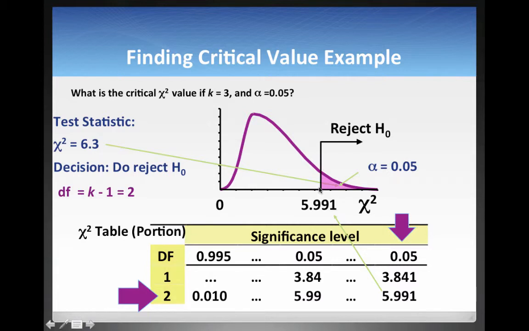So this is our line in the sand. If a chi-square value is larger than 5.991, we would assume that it's a really unlikely event, right? There's only 5% of the values in this area here, and thus we would reject our null hypothesis. We would say there is a statistically significant difference between observed and what we expected.